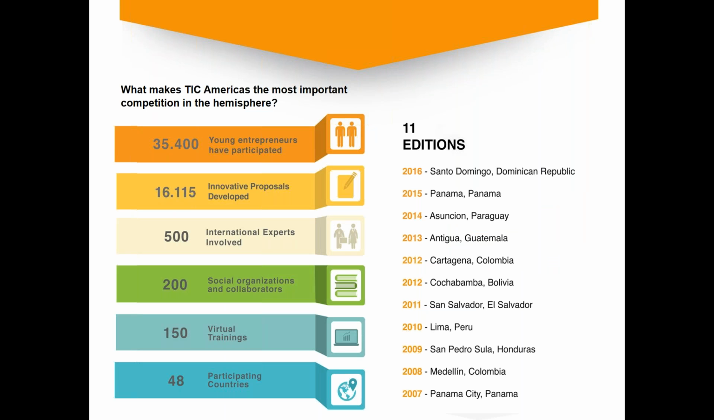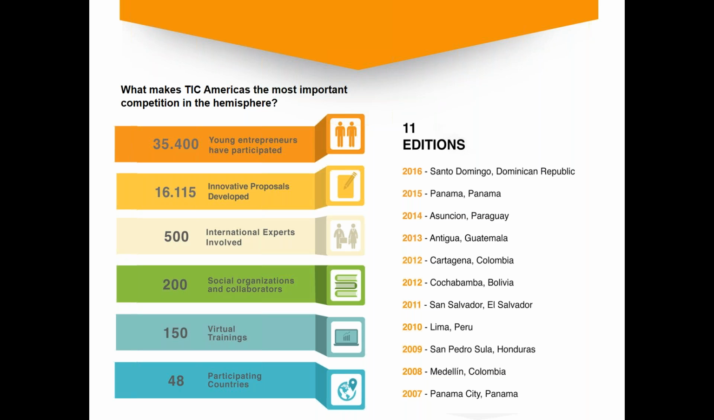So let's talk a little bit about the impact before we move to the registration tutorial. As you may see on your screen right now, we have already made 11 editions of the competition. We've been everywhere in the hemisphere, including Panama, El Salvador, Colombia, Paraguay, and most recently we were at the Dominican Republic. Along all these years, as I mentioned before, we have more than 35,000 young entrepreneurs that have participated. Also, more than 16,000 proposals have been developed and have received support from the process.